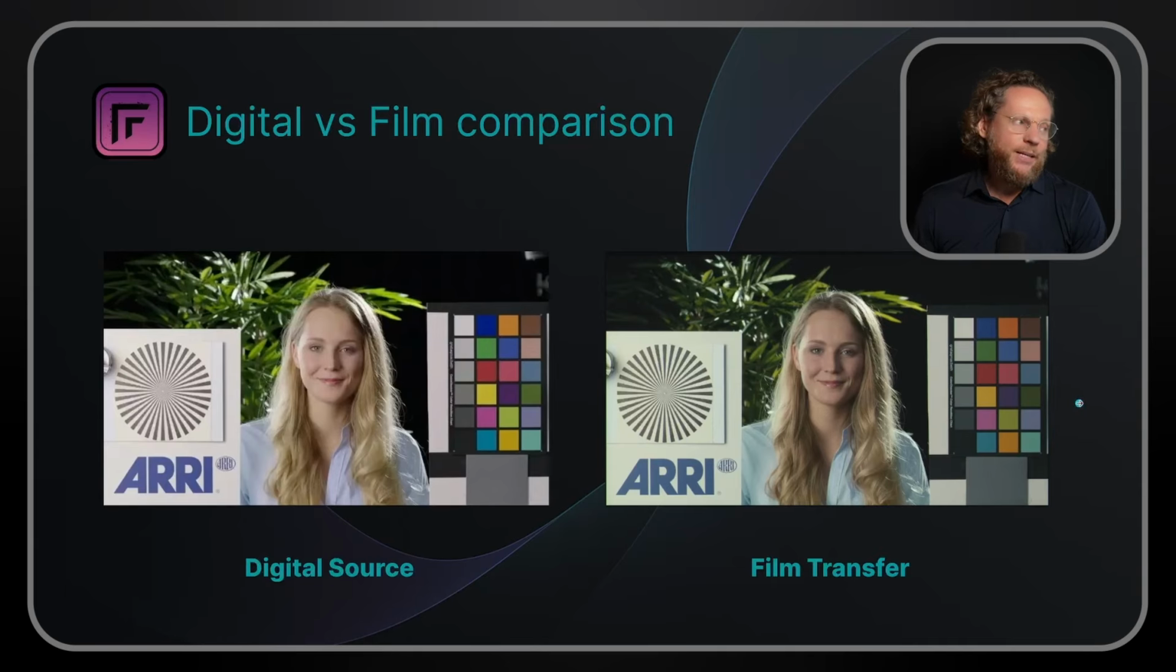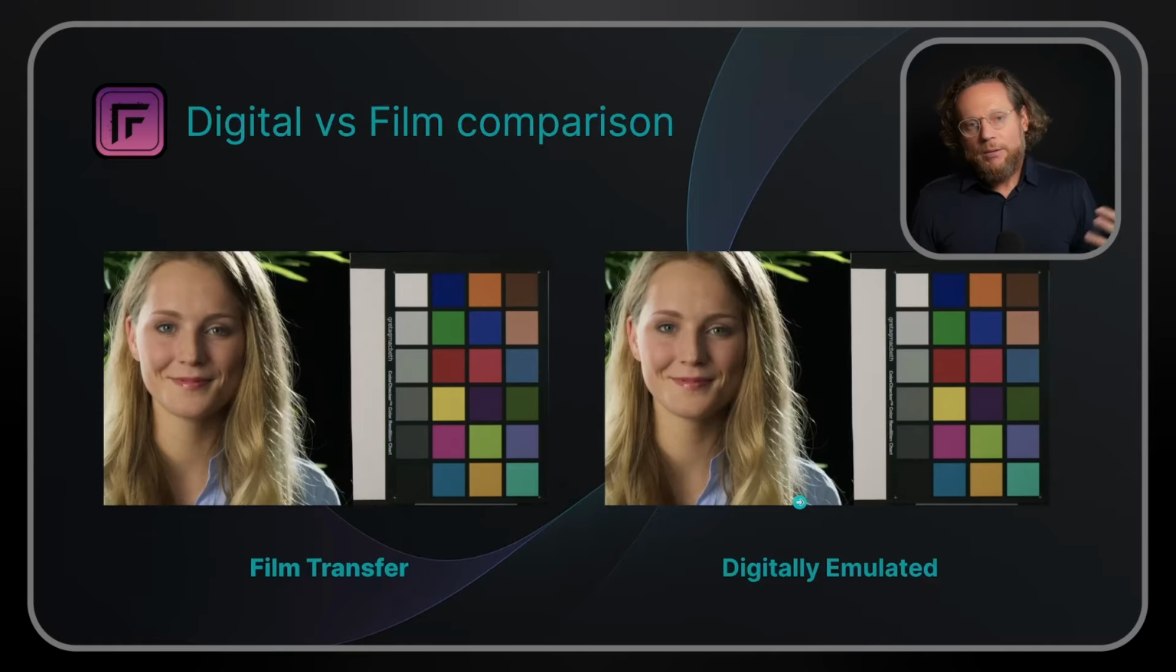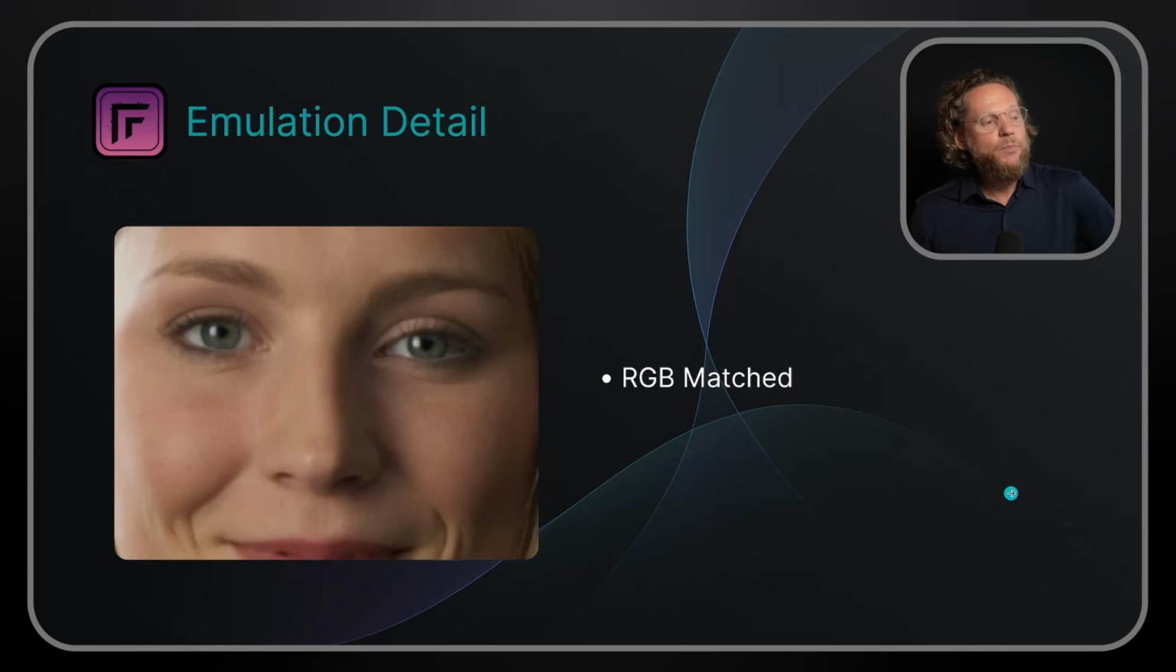So basically, if we did a test, and we took a digital source, transferred it on film, and then tried to emulate the digital source to that film transform, we would be able to get an incredibly close result. Well, in the RGB domain, right? You would look at these two images and say, well, they look very close, in terms of the colorimetry. But if we were to zoom in a little bit more, we would find that the RGB matched image actually gets a little bit filmy skin tones.